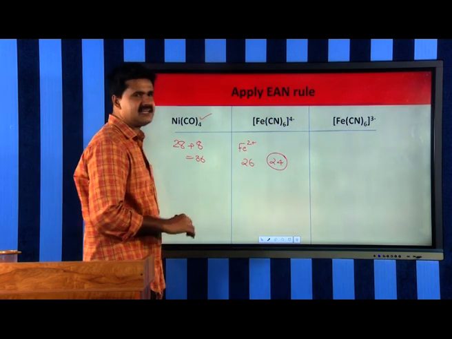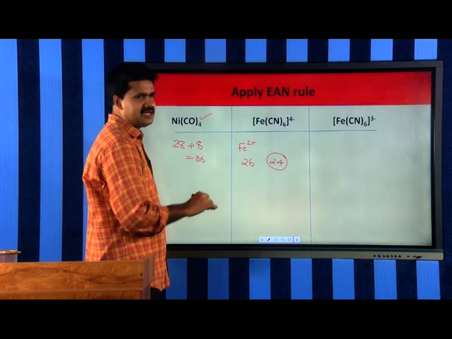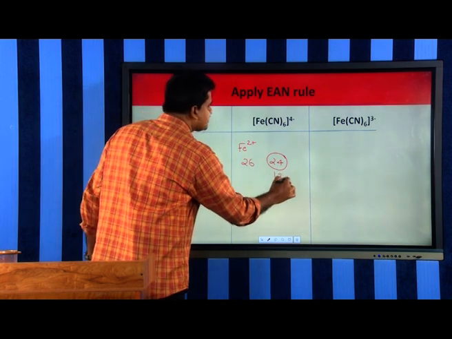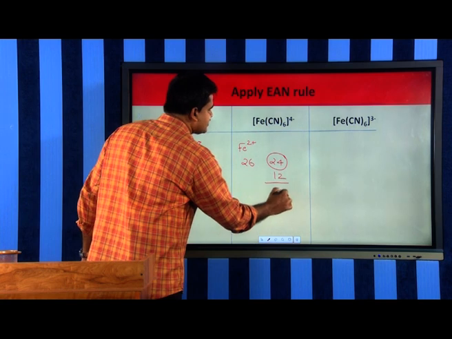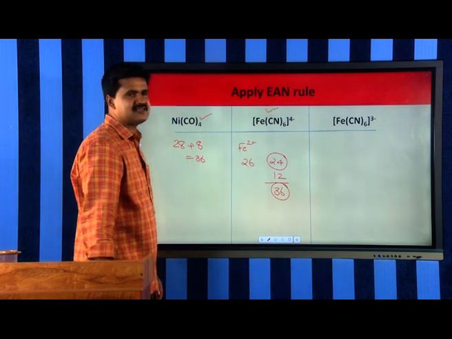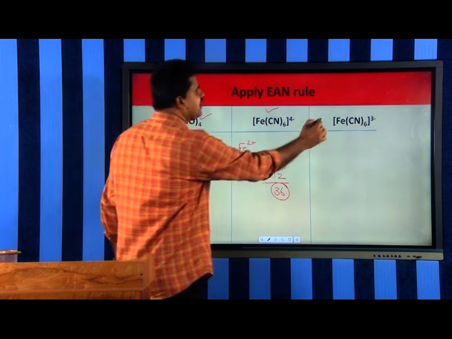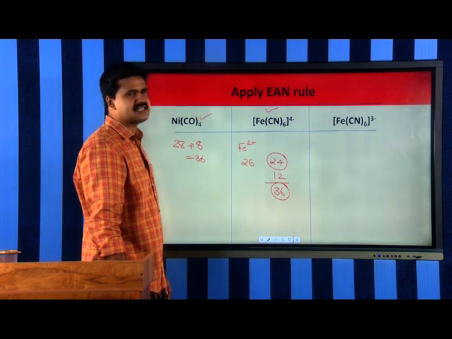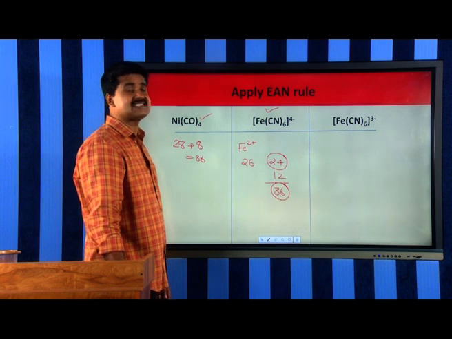Each cyanide ligand will provide 2 electrons. So, 6 into 2, that is equal to 12. Here there is a total of 36 electrons, which is again stabilized by the EAN rule. And the last compound, Fe(CN)6 3-, or simply the ferricyanide ion.